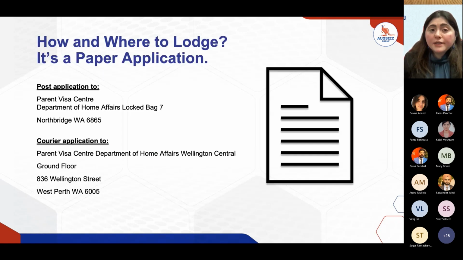Now, it is not an online application. How and where to lodge? It is a paper application. You have to post a valid application to the Parent Visa Processing Centre in Northbridge, Western Australia. Or you can courier the application to the Parent Centre, Department of Home Affairs, in Wellington Street in West Perth, postcode 6005. That's the address where you have to lodge a valid paper application.